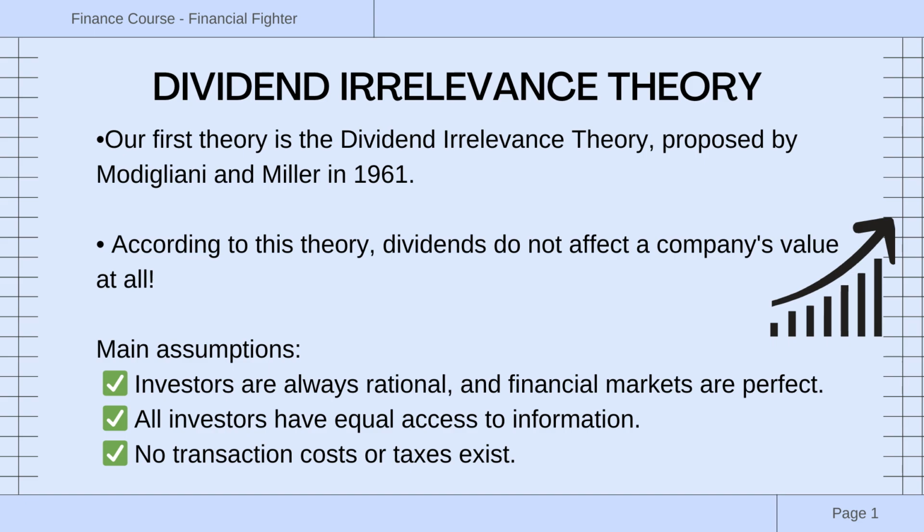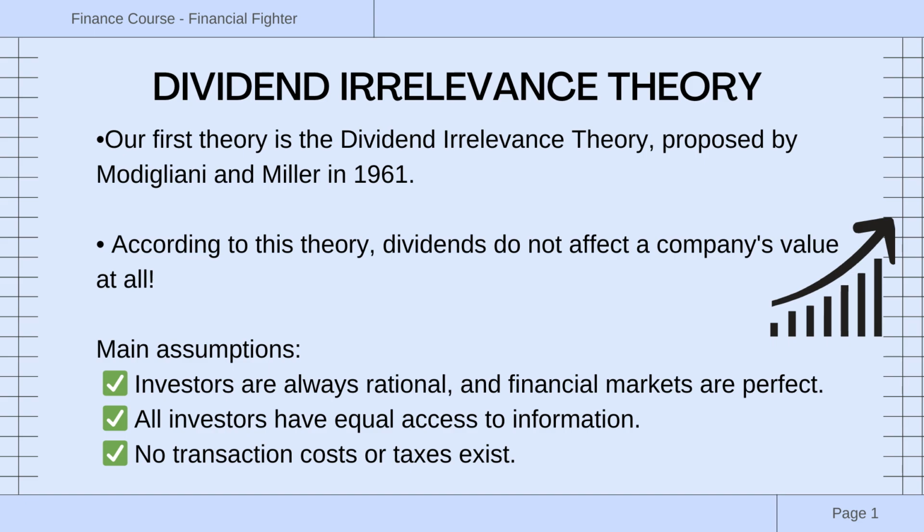Dividend Irrelevance Theory, Modigliani and Miller. Our first theory is the Dividend Irrelevance Theory, proposed by Modigliani and Miller in 1961. According to this theory, dividends do not affect a company's value at all. Sounds strange, right? But here's what they argue. Whether a company pays dividends or reinvests its earnings, the total value of the firm remains the same. This is because investors can create their own dividends by selling shares. So, in a perfect market, dividend policy doesn't matter.